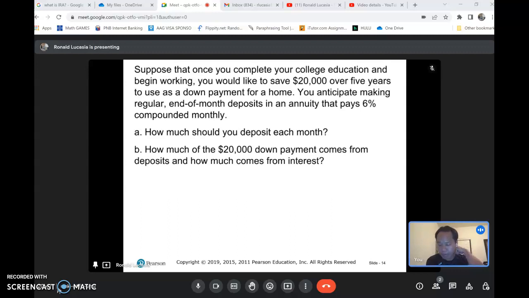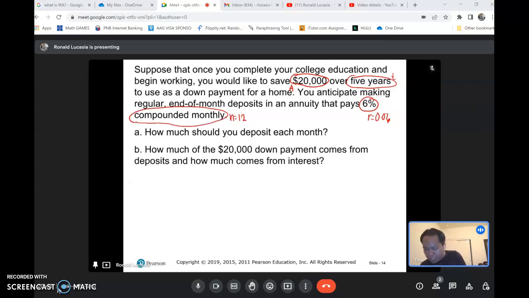Okay, so again, let us chop the given. You would like to have money of 20,000, that's our A, over 5 years to use as a down payment for a home, that's the time. And then you anticipate making regular end of month deposits in an annuity that pays 6%, which is your rate, compounded monthly, which is your n.